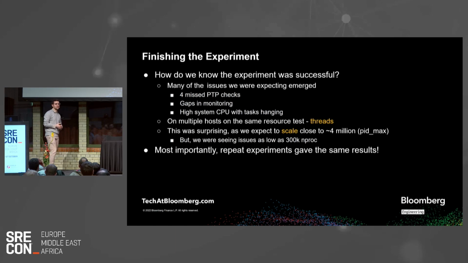Well, like I mentioned, many of the issues that we were expecting emerged. We had the 4 missed PTP checks and our PTP alarm. We had our gaps in monitoring. We had our high system CPU with our tasks hanging. And not only that, but this was able to be reproduced on multiple hosts with the same resource test, and that is threads. And this is surprising, as we expect it to scale close to about 4 million, which is the PID max by default on Linux. And we only got to about 300,000 threads before we saw major issues. So we knew we were about an order of magnitude off from what we expected to be able to scale to. And what's really important here is that repeat experiments gave the same results. So this built a lot of confidence that we were on the right track.